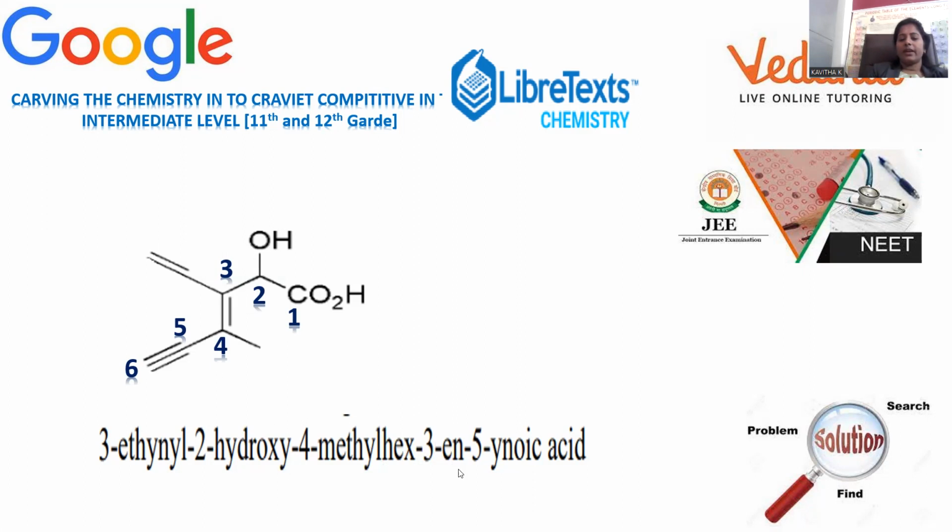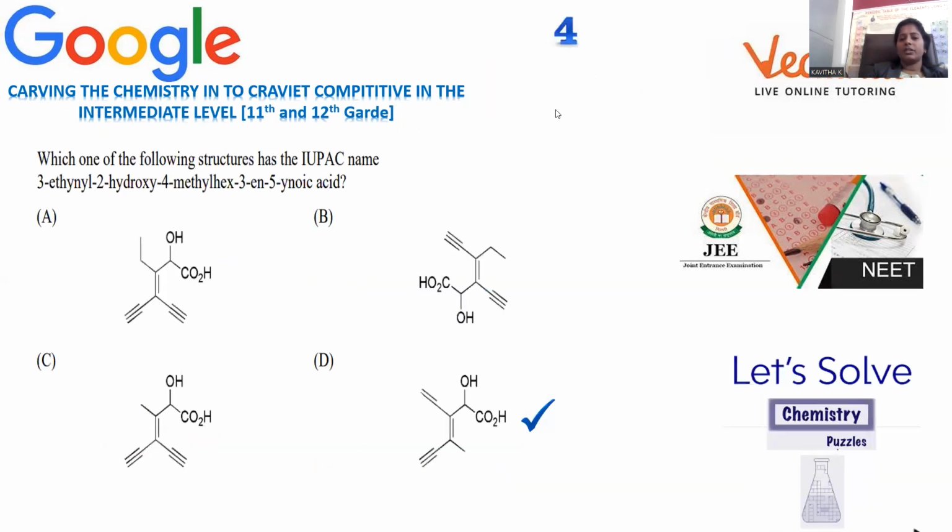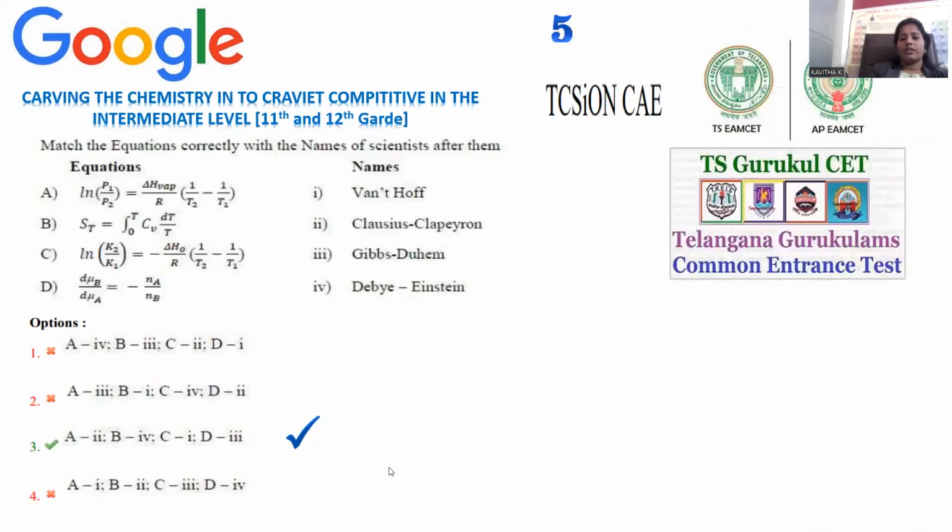And on the third carbon we have ene. Third carbon ene is there. Fifth carbon triple bond is called yne. Fifth carbon yne is there. And the leftover will be the carboxylic acid, called oic acid. According to IUPAC, oic acid is given for carboxylic acid. This is the way 3-ethynyl, 2-hydroxy, 4-methyl, hex-3-en-5-ynoic acid is the complete name of the given organic compound. For question number 4, option number D is the correct answer. Move on to question number 5.